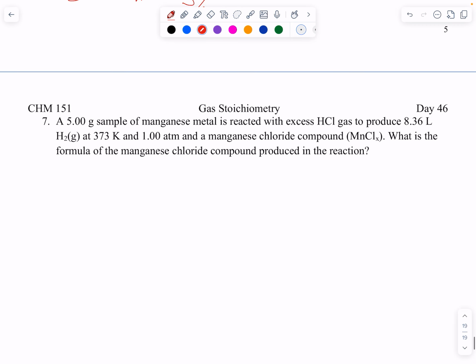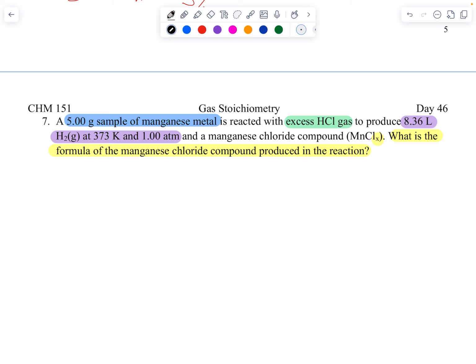All right. Last one. And I like this problem as well. You have 5 grams of manganese metal. 5 grams of manganese metal is reacted with excess HCl gas to produce 8.63 liters of H2 at that temperature and pressure, and a manganese chloride compound, MnClX. What is the formula of the chloride compound?